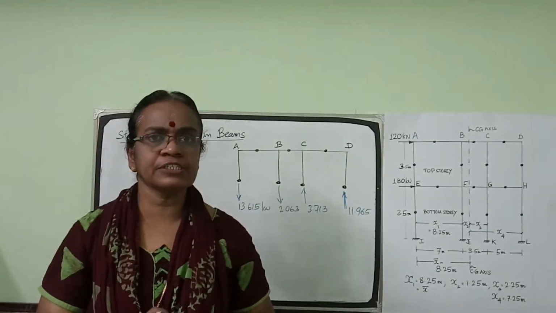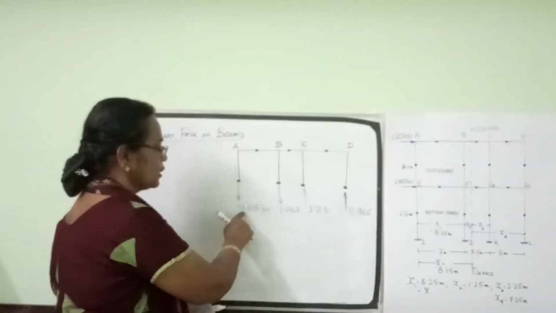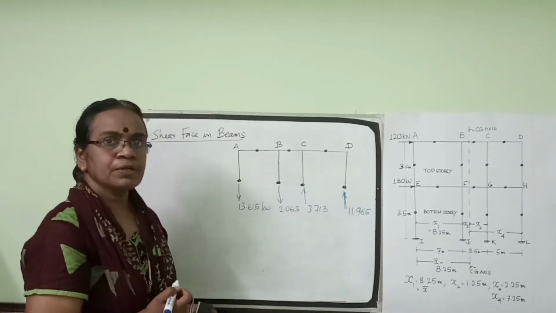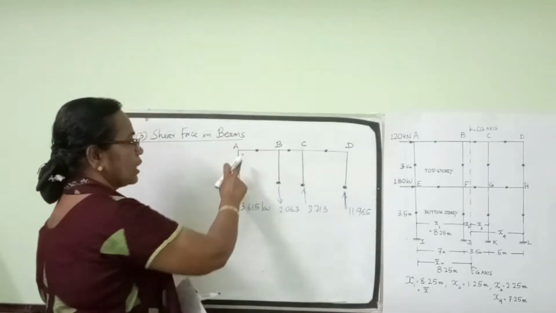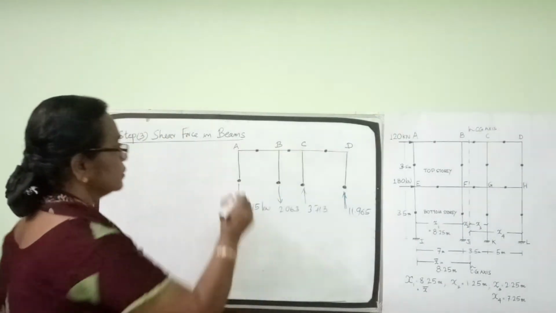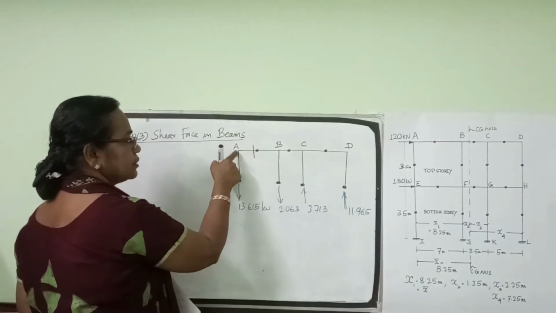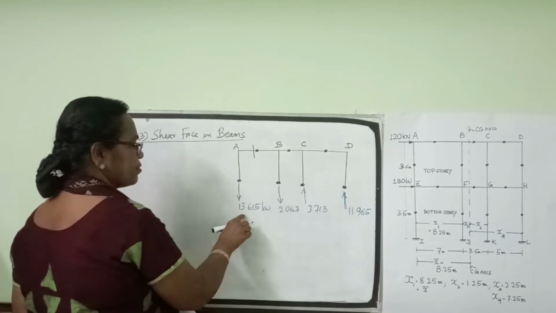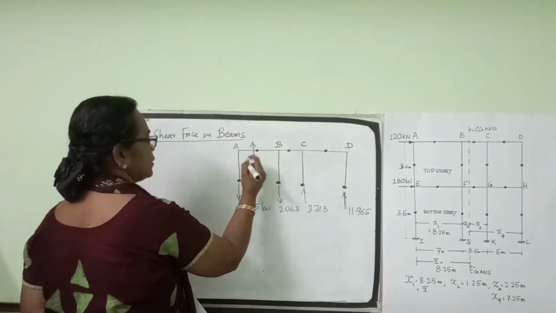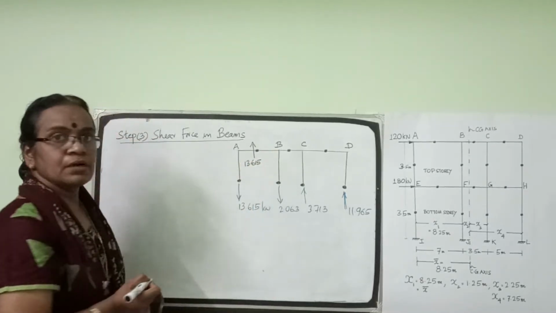Okay, so from the first step, the answers which we have got for the top story columns, axial force 13.615, 2.063, 3.713, 11.961. From this, we have to arrive at the shear force in the beams. Considering the top beam, consider the beam AB. You consider the vertical equilibrium of this joint. The 13.615 is acting downwards. So the force in this AB at this edge A will be 13.615 upwards.